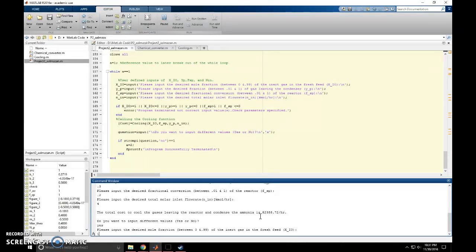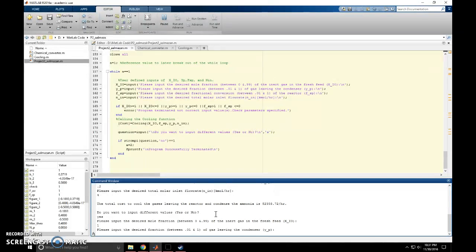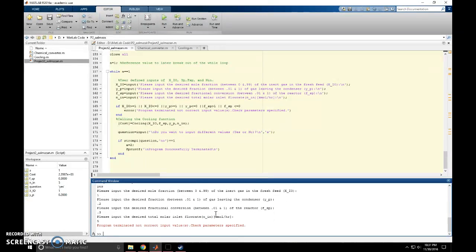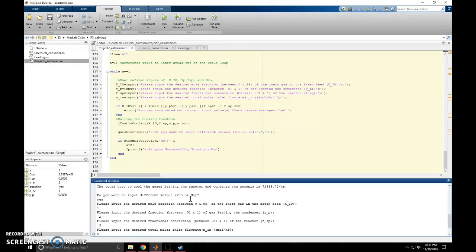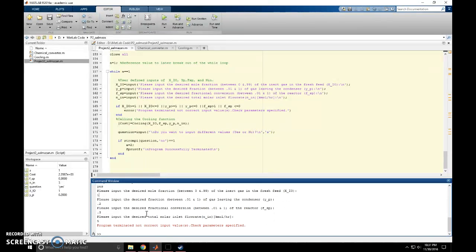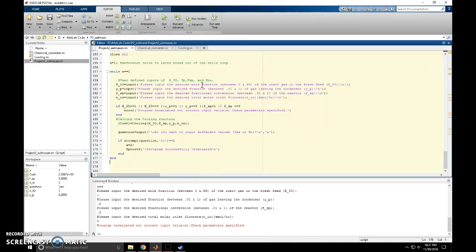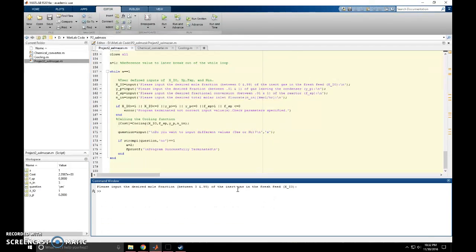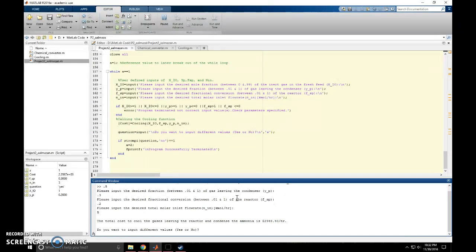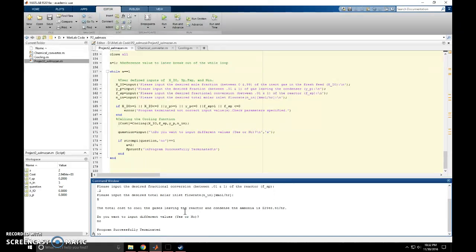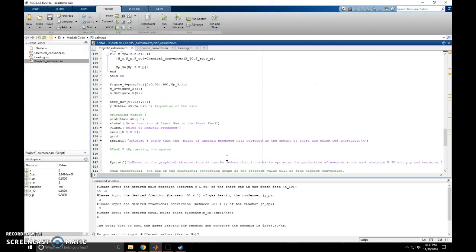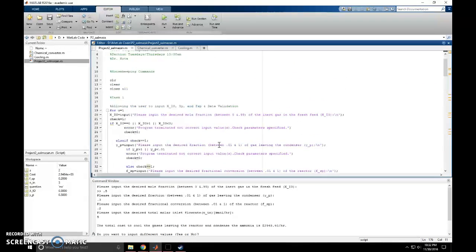And say we mess up the parameters, we can show that the program will be terminated because this one up here, desired mole fraction, has to be below 0.99. So with an input of 1, it's going to terminate the program. And finally, I'll just show you that we also can terminate it just by typing nope, and the program is successfully terminated. So that's our group code for project 2 for the chemical process problem.